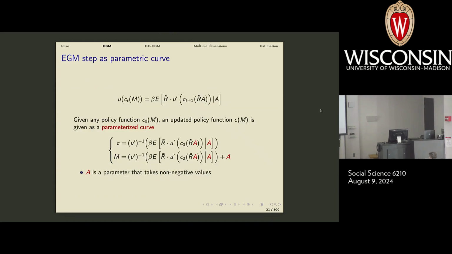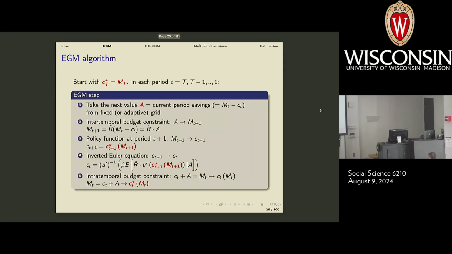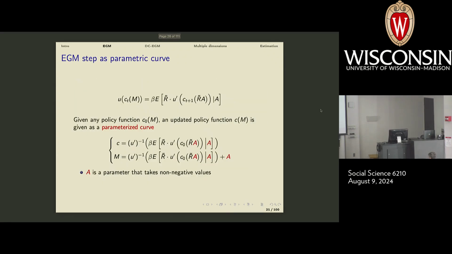Okay, so another way to think about this is that given the Euler equation, we can think of this A that we use to start this EGM step as a parameter. For every value of the parameter A, we get these two pairs of numbers using these two equations. So essentially, we're dealing with a parameterized curve, which maps out the policy function, with a parameter which represents this A, this post-consumption value of wealth.